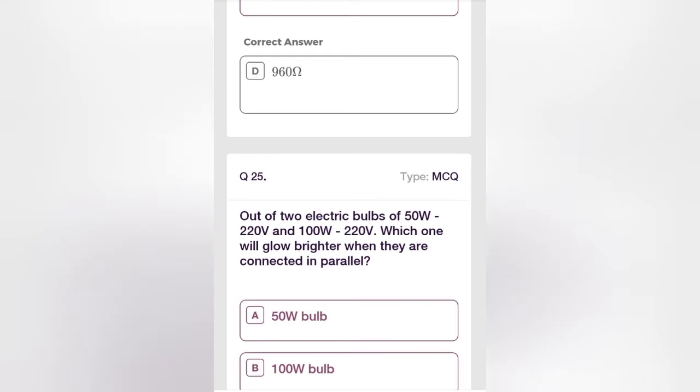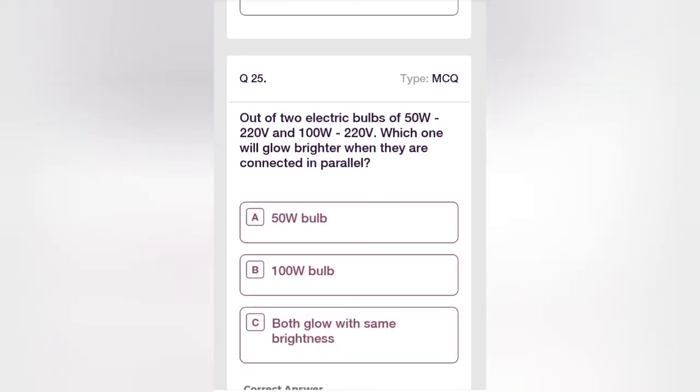Out of two electric bulbs of 50 watt 220 volt and 100 watt 220 volt, which one will glow brighter when they are connected in parallel? You might have seen in your house that the 100 watt bulb will be glowing more because in our house the appliances or the equipments are connected in parallel. So the one which has more wattage will be glowing more in a parallel circuit. So option B is the correct answer.